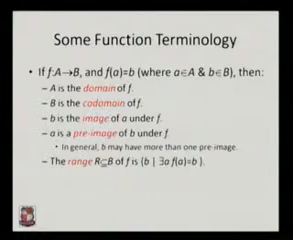The range of the function, called R, is always from the codomain. That means the range of f is always a subset of B, or we can say that the range is the set of f of a for a in A. So this is the terminology.